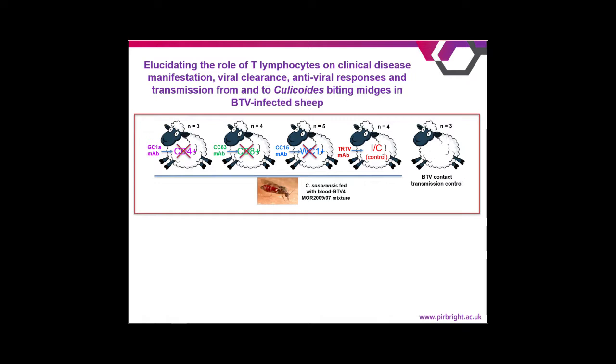We chose BTV4 because it's a moderate strain, so it allows us to detect changes above and below the clinical severity of the normal strain, and also because it has a high vector competence, so it allows us to actually do this blood feeding naturally rather than having to intrathoracically inoculate the midges.